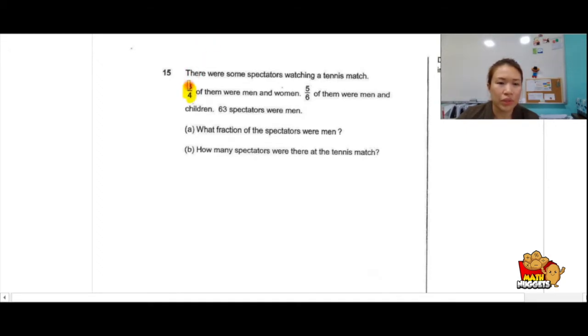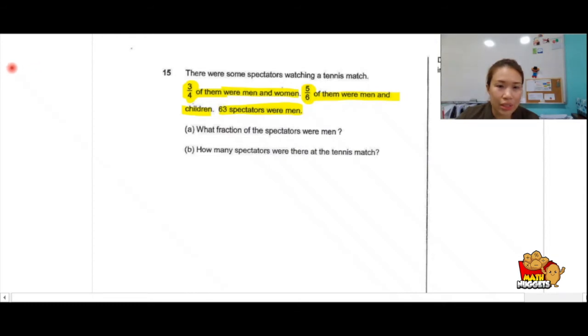It says here 3/4 of them were men and women. 5/6 of them were men and children. So 63 spectators were men. Okay, the two fractions are referring to the same whole, so we can change to the same denominator.